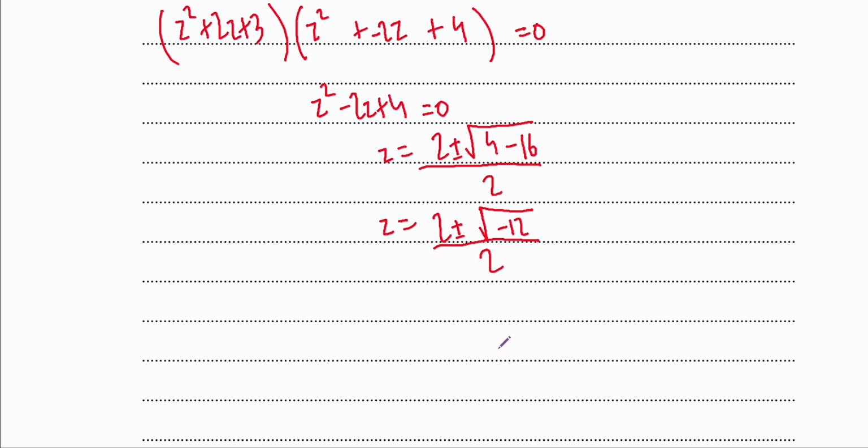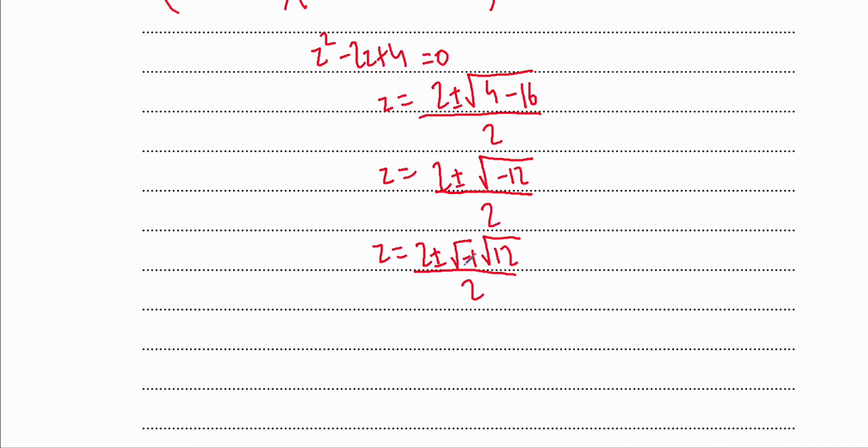Now once again, remember what we did at the very beginning of this long video with this negative square root. We did negative 1 times the square root of the positive version. So we did z is equal to 2 plus or minus the square root of negative 1 times the square root of positive 12, divided by 2. Well, this is the definition of i, right? So we have z is equal to 2 plus or minus i.